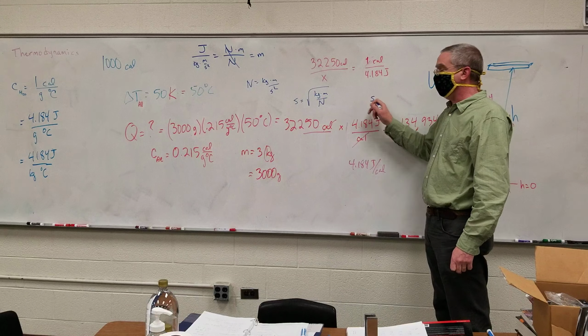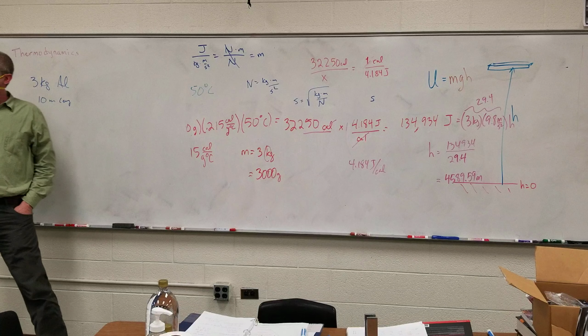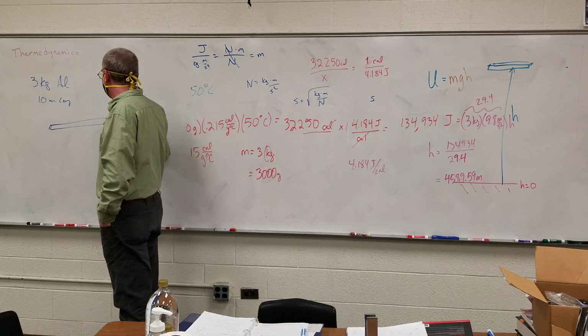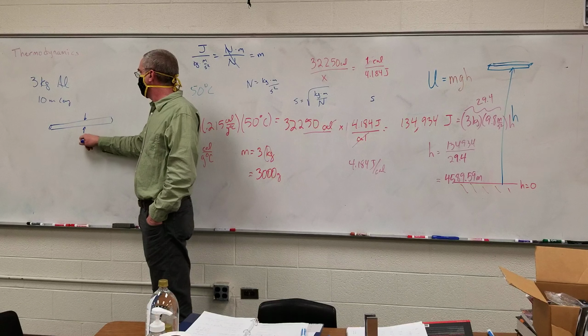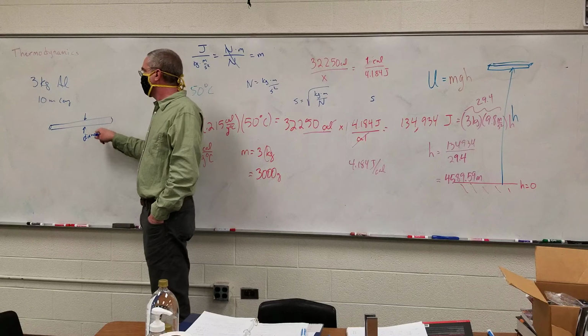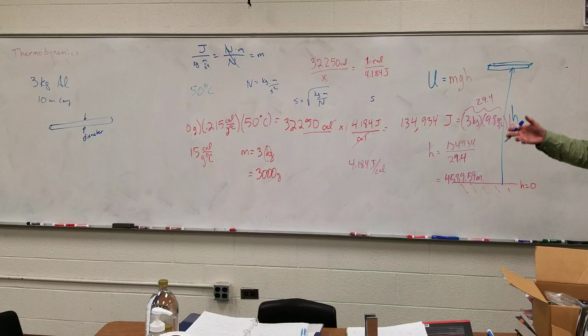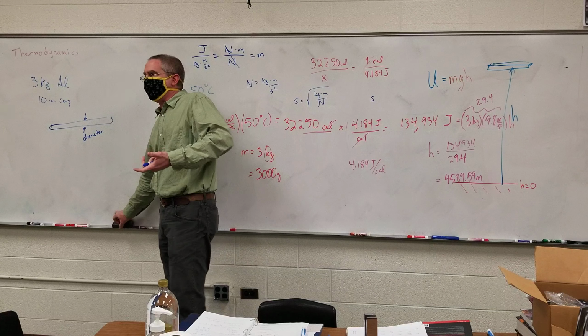All right, so the aluminum. I said 3 kilograms. So I have 3 kilograms of aluminum, and I know it's 10 meters long. Let's just assume that it is basically a really long cylinder. What I want to know is, what's the diameter? So if I had a 10 meter, 3 kilogram long aluminum bar, this is just more fun with stuff that we've done already.